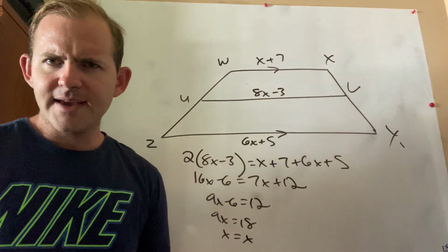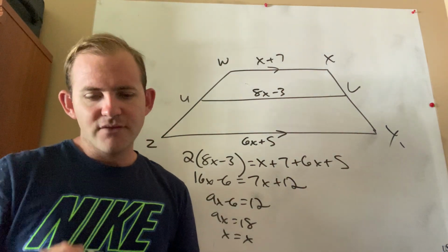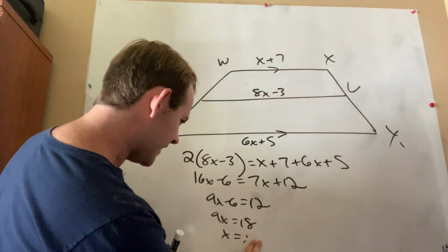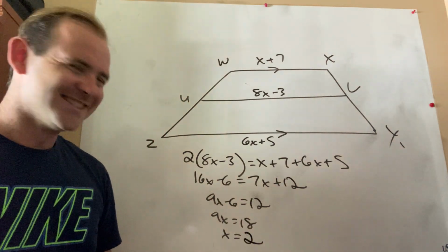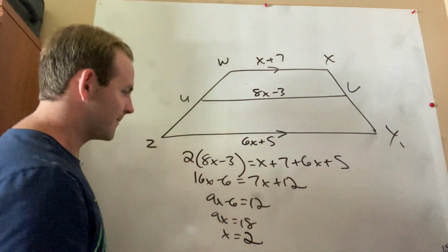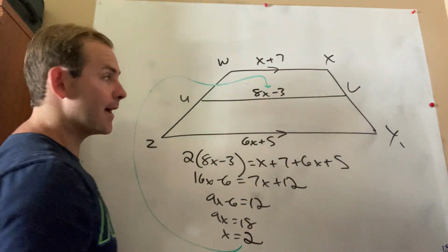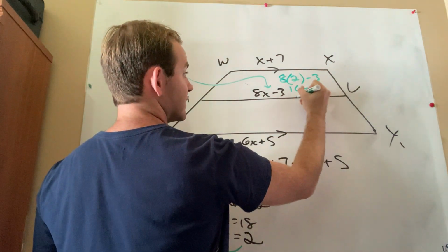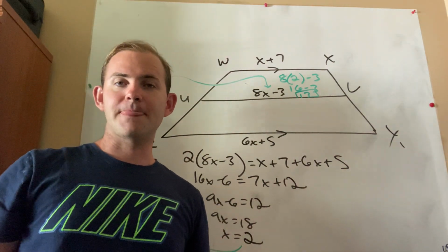Problem is, if I stopped right there, I'd be wrong. And the reason I would be wrong is that the problem did not ask for that. They asked me for UV. So what would I have to do? Sorry, did I write x equals x? Oh my god, I need help. Sorry about that. What would I do with that 2? I would take it and substitute it back in for UV. So I take that 2 and plop it right here. Okay? So let's do that. 8 times 2 minus 3. 16 minus 3 gives me 13.